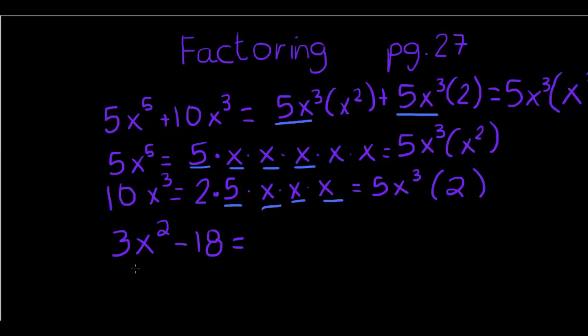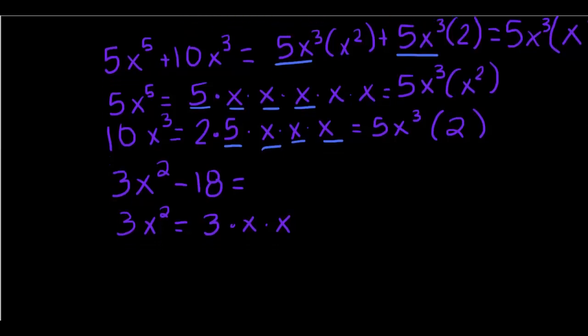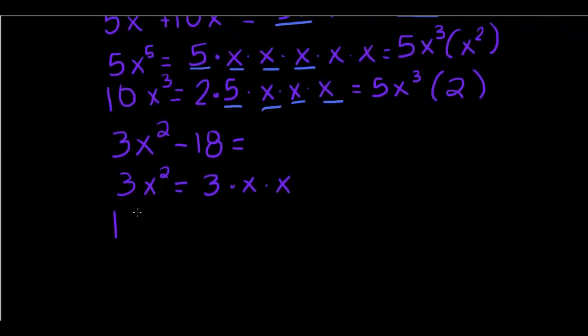Okay, so this is how you do it. We're going to start by listing the prime factors of 3x squared. Well, that is 3 times x times x. And we're going to list the prime factors of 18. Well, the prime factors of 18 are going to be 2, 3, and 3, because 2 times 3 is 6, times 3 is 18.